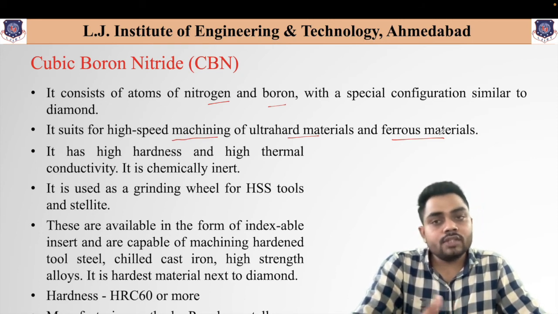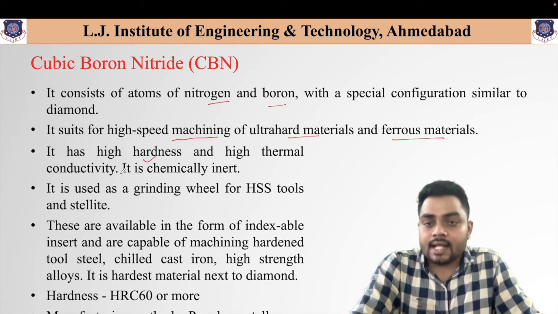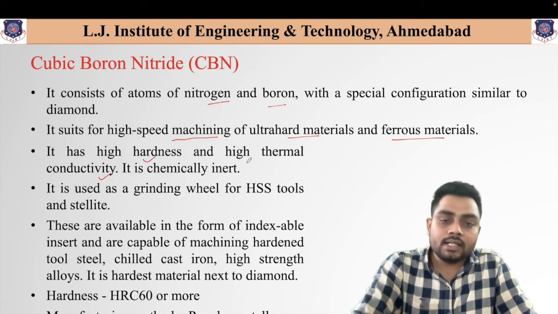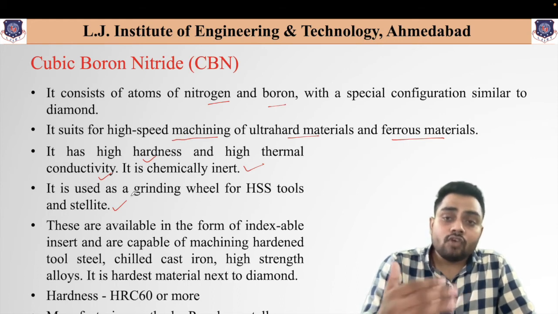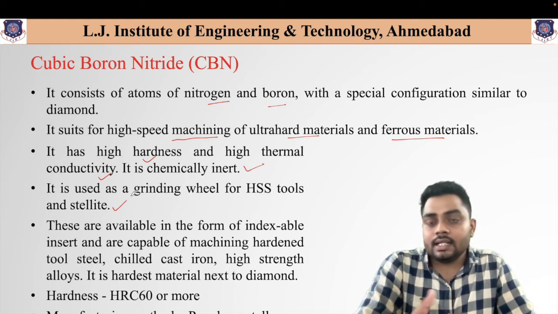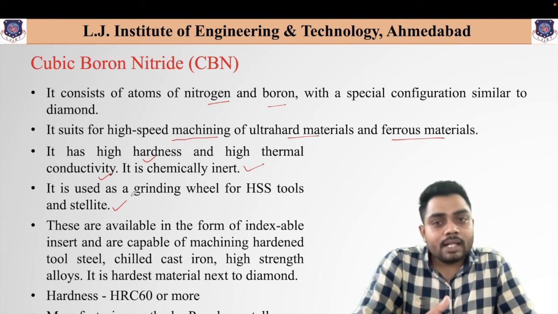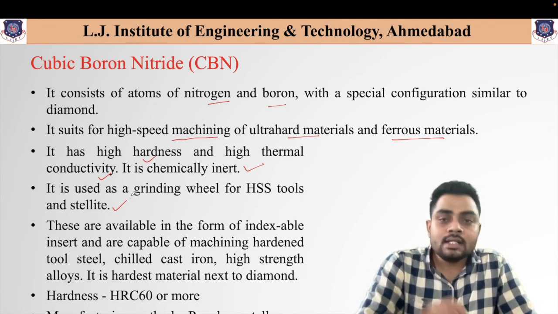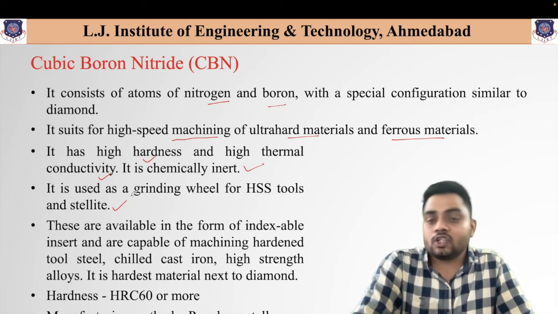That means for the machining of ferrous materials which have higher hardness, cubic boron nitride is used. It has higher hardness and higher thermal conductivity also, and it is a chemically inert material. It is also used as a grinding wheel for HSS tools and stellites, because we know that as machining takes place, the sharp edges of the tools get worn out, and to provide further sharpness to the tool, another grinding wheel is available, that is cubic boron nitride.